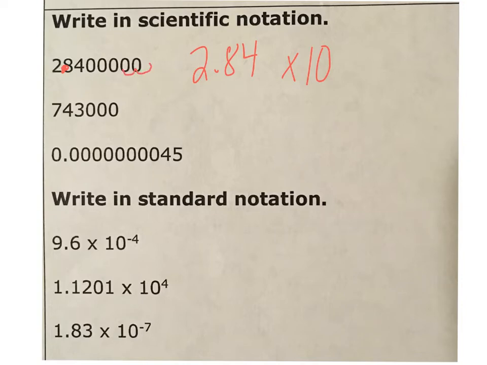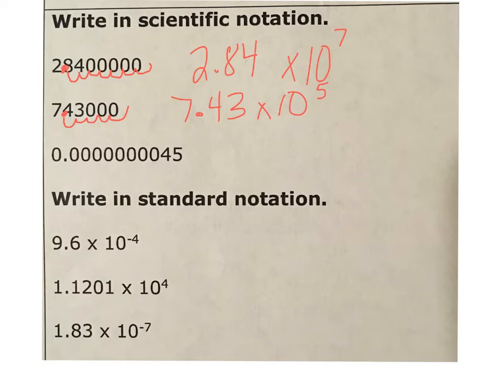So it moved 1, 2, 3, 4, 5, 6, 7 spaces. So that is my exponent. That's the power that it's raised to. Next question, same thing. My decimal has to go so that the first term is less than 10, but more than 1. So 7.43 times 10 to the 1, 2, 3, 4, 5th power.